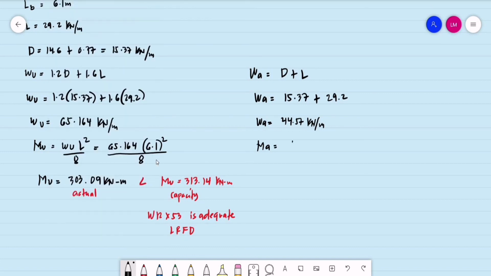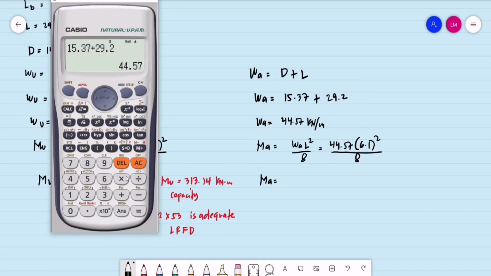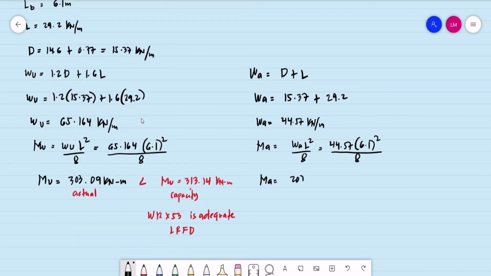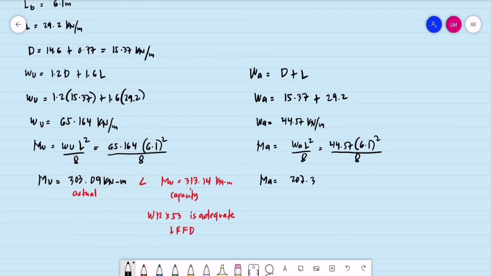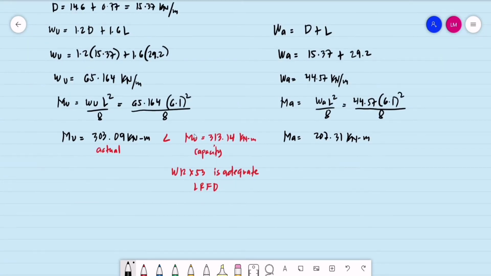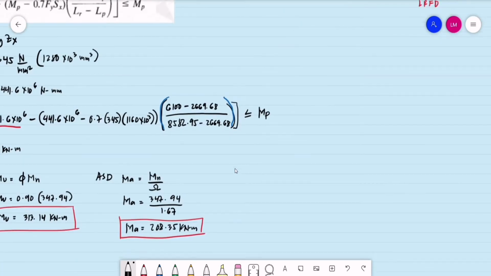Then we have the allowable moment, the actual moment. That is the same: W sub A times L squared divided by 8. So M sub A is equal to 44.57 times 6.1 squared, divided by 8. We have that as 207.306, or let's say 207.31 kilonewton meter.